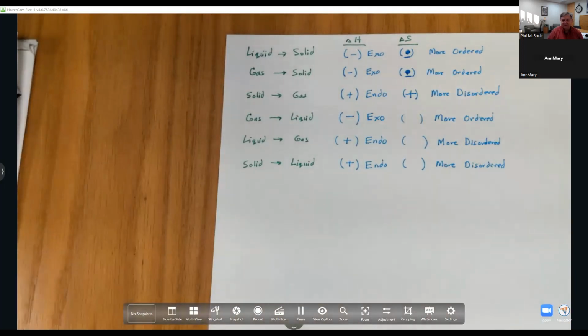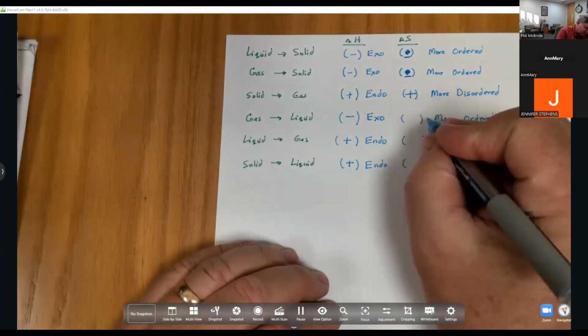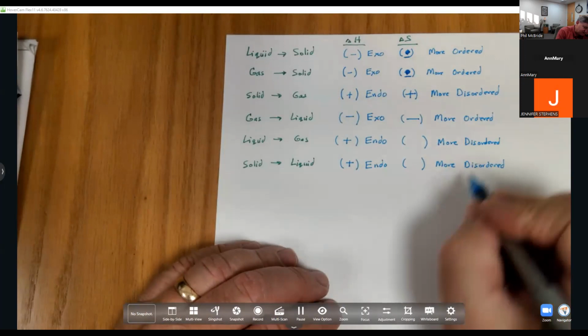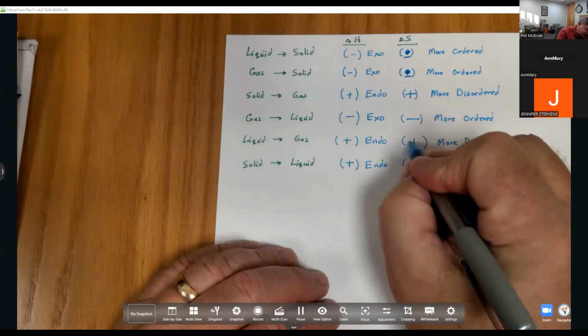That makes sense? Yes. Because positive numbers are larger than negative numbers, and entropy is disorder. So the more disordered it is, the more positive it is. So if it's ordered, it's going to be negative. If it's disordered, it's going to be positive.